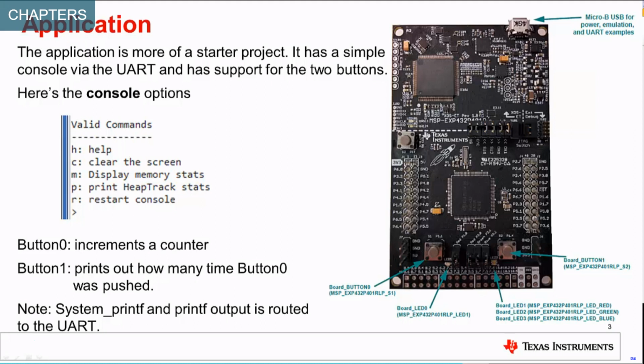We had R in there because as we might grow this, we might want to shut down the console to go into low power modes. The 2 buttons are button 0, which increments a counter, and button 1, which prints out how many times button 0 was pushed. Please note all the system printf and printf output is routed to the console, the UART also.